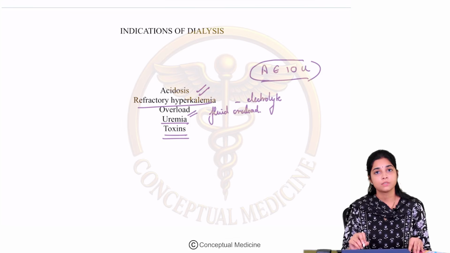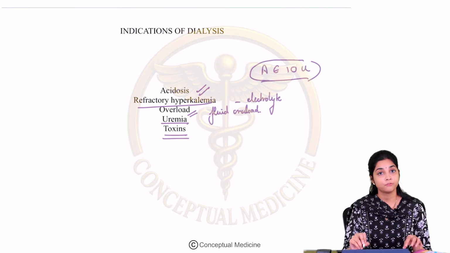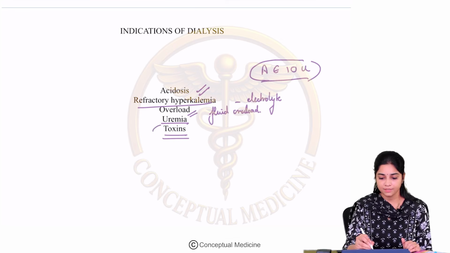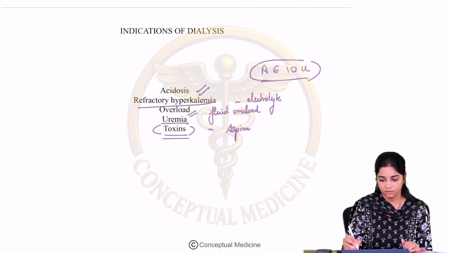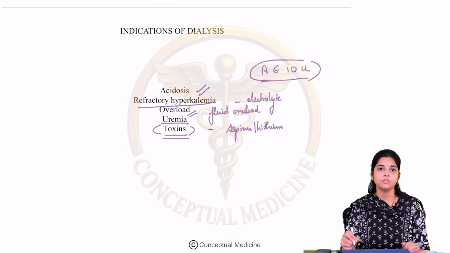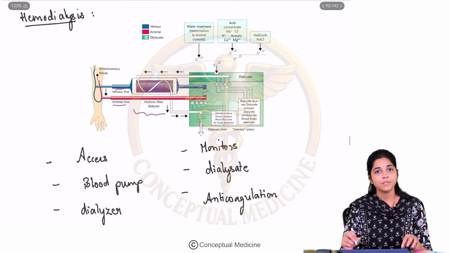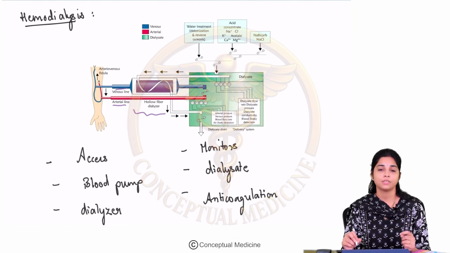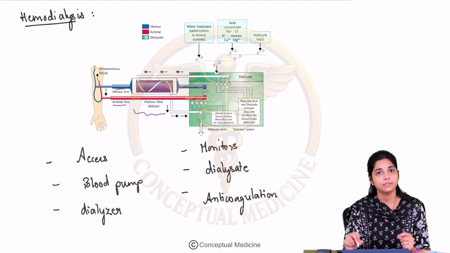So severe acidosis, refractory hyperkalemia, fluid overload, where the patient is very edematous and not responding to diuretics, presence of uremia, uremic pericarditis or uremic encephalopathy, and presence of certain dialyzable toxins like aspirin or lithium, right? These are the indications for hemodialysis. Now we have understood what is hemodialysis, what is HD versus PD, and what are the indications. Let us look at the dialysis circuit in more detail.